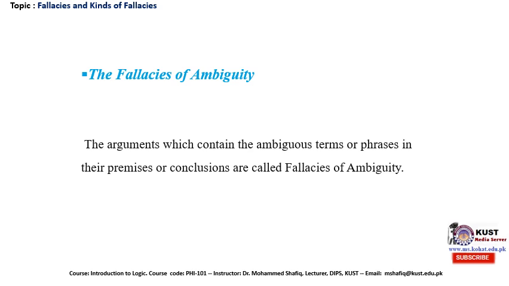The next class is called fallacies of ambiguity. Again, these are arguments which contain ambiguous terms or phrases in their premises or conclusions. That's why these are called fallacies of ambiguity, because they are the result of using ambiguous language in an argument. Again, these are also five in number, and we will discuss these in detail in our next lectures.